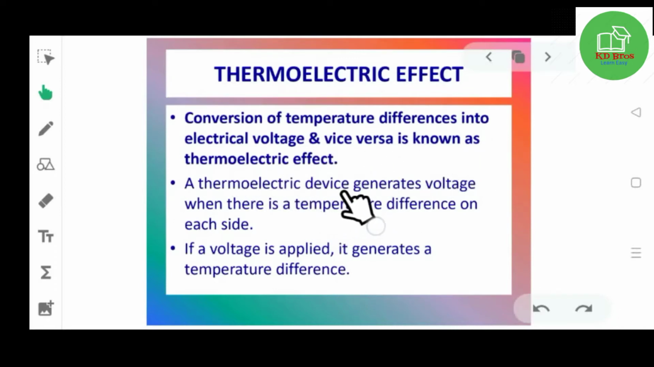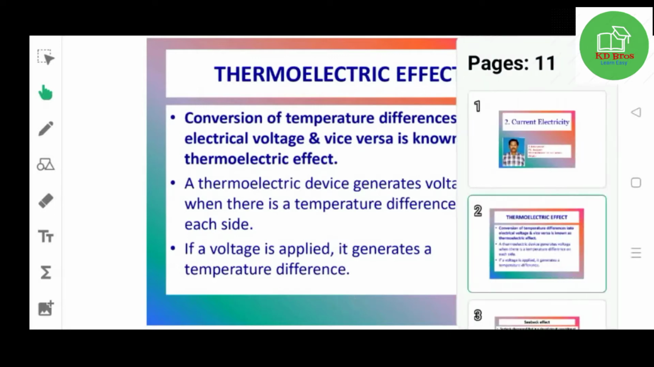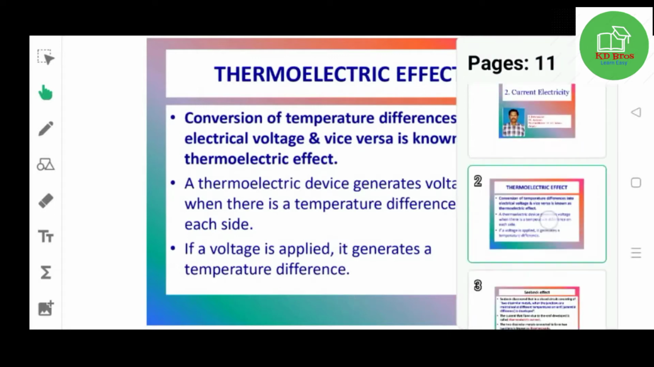A thermoelectric device generates voltage when there is a temperature difference on each side. If a voltage is applied, it generates a temperature difference. If you are maintaining a temperature difference, a thermoelectric device generates the voltage. If you are applying the voltage across the two ends, it generates the temperature difference. So that is nothing but the thermoelectric effect.